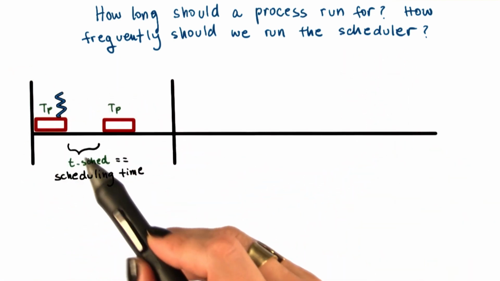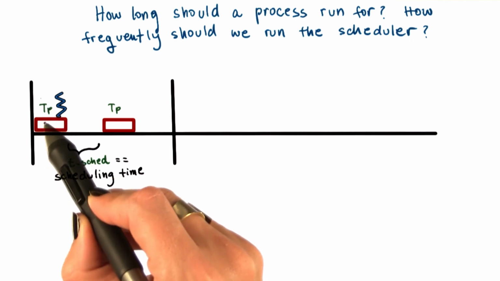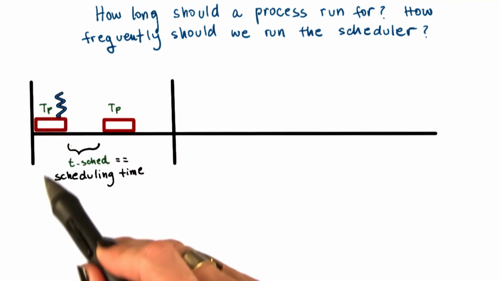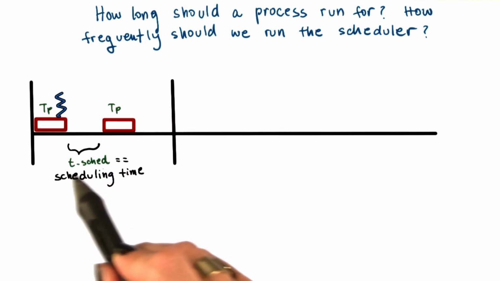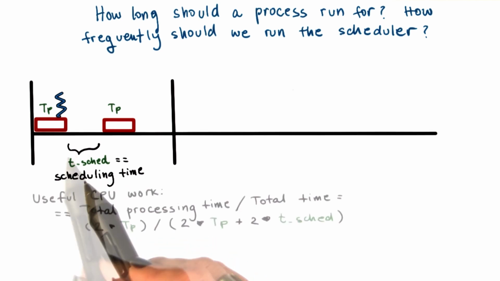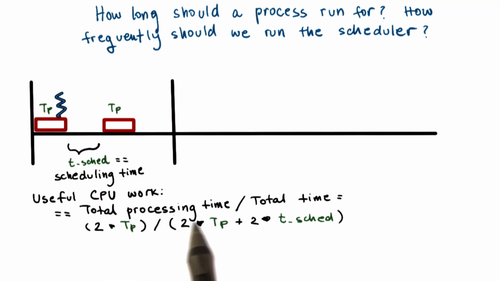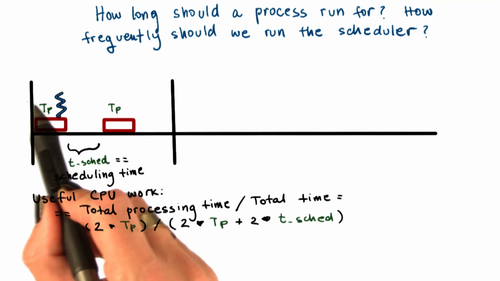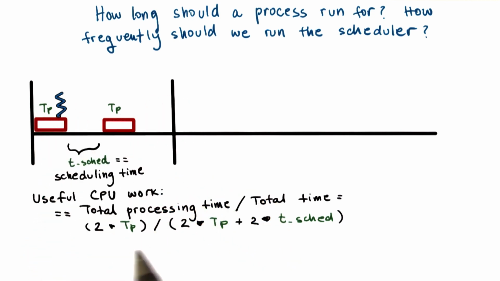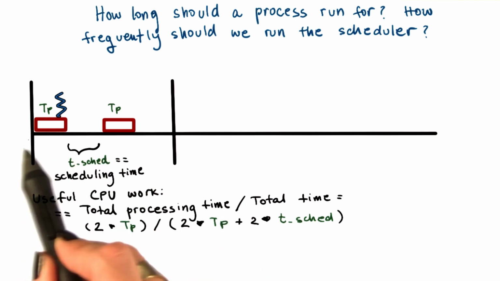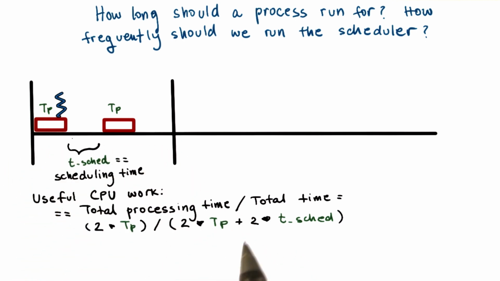Consider this scenario in which we are running processes for an amount of time TP, and the scheduler takes some amount of time tsched to execute. If we want to understand how well the CPU was utilized, we have to divide the total processing time that was performed during an interval, so during this interval, that was 2 times TP, and then divide that by the total duration of the interval. So the total duration of the interval is 2 times TP plus 2 times the scheduling interval.